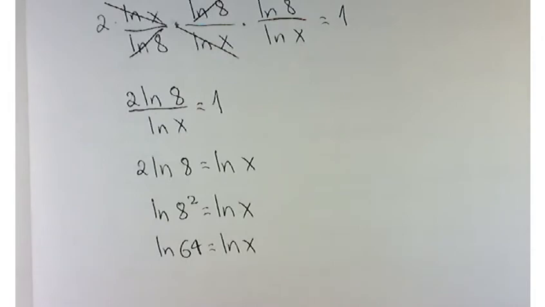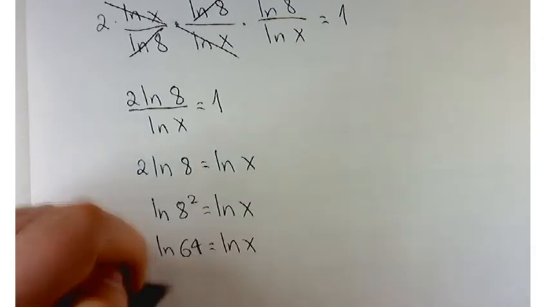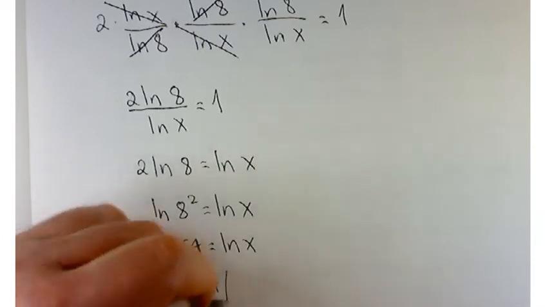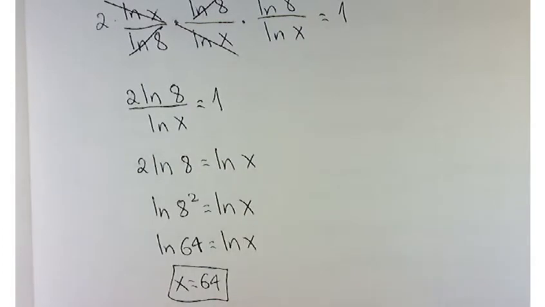If natural log of 64 is natural log of x, what is x? X is 64. So we got our exact solution, which of course is between 50 and 100, as Jeff told us. So pretty nice, straightforward solution if you're familiar with those properties of logarithms.